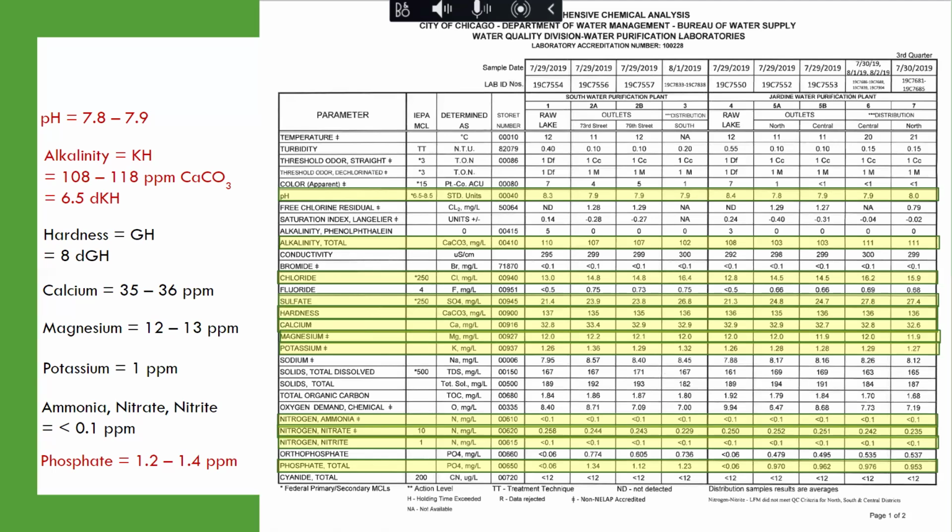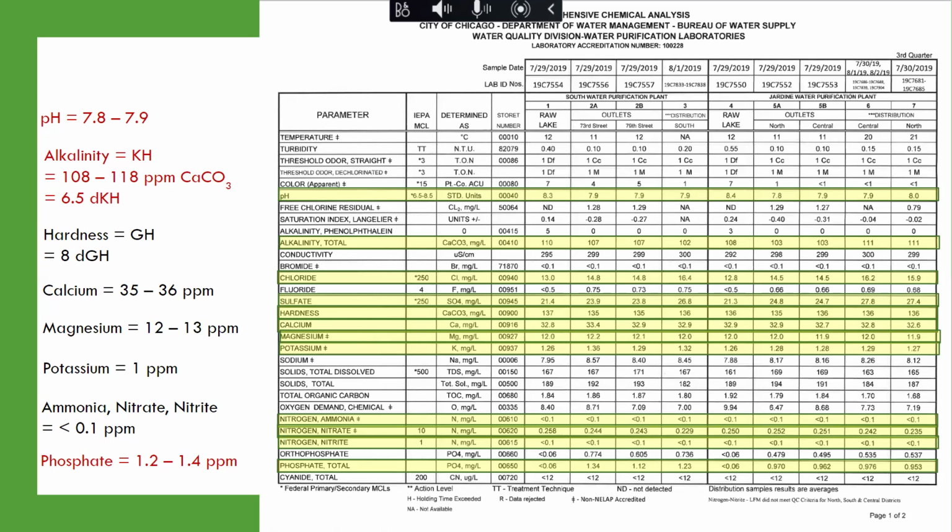Alkalinity, right? This is also confusing because that's not alkalinity. It's actually the KH. You can see that CaCO3 milligrams per mil, right? So that is 108 to 118 ppm of CaCO3. That is 6.5 degrees of hardness, right? That is very hard water, which is also why I've got it in red here.